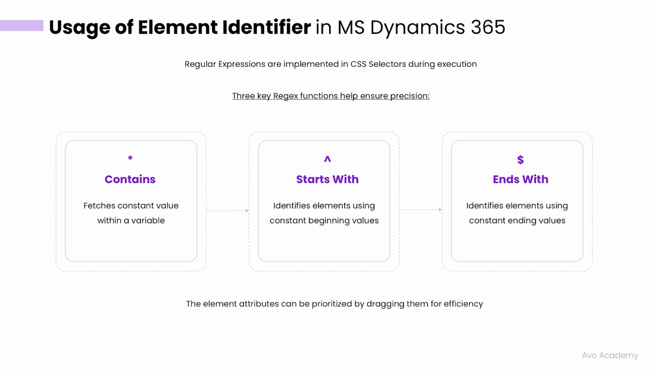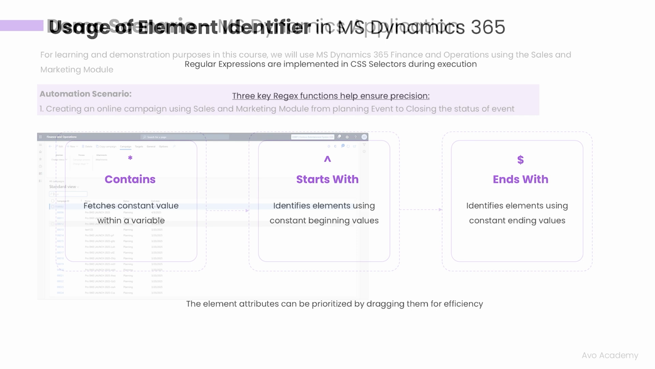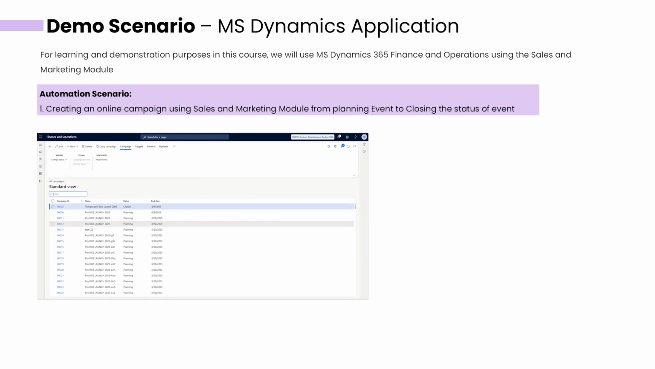Besides regular expressions, users can prioritize elements by dragging them. This prioritization of element attributes helps in faster and efficient execution. Let's take a sneak peek at the scenario that is being automated. For the demo in this learning, we will automate MS Dynamics 365 Finance and Operations.